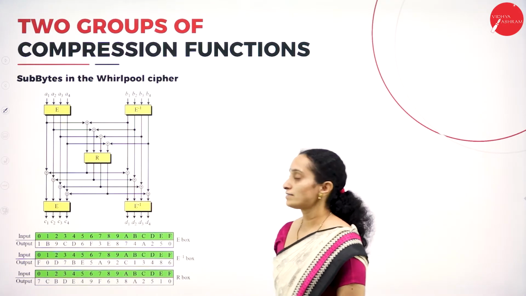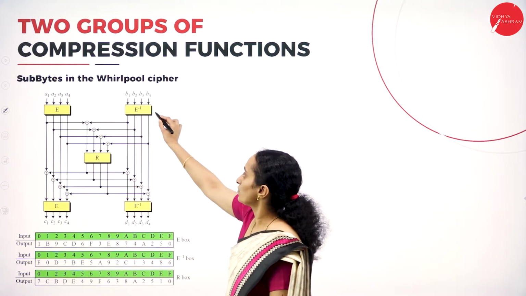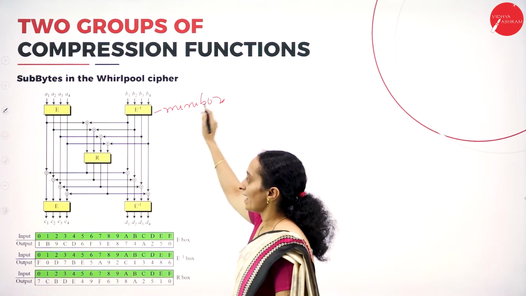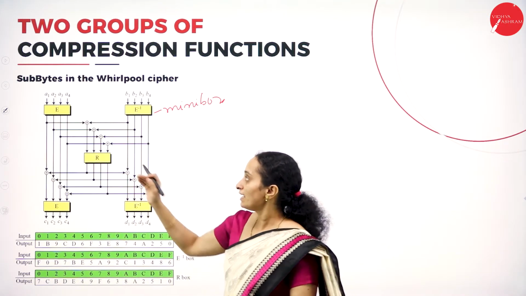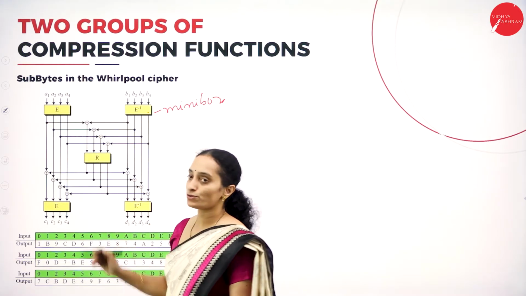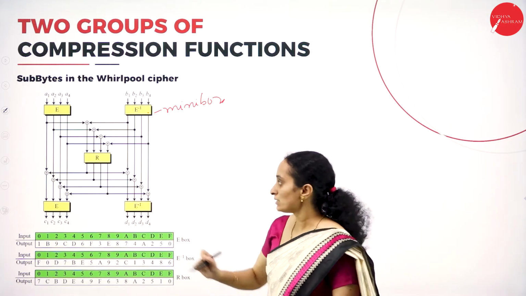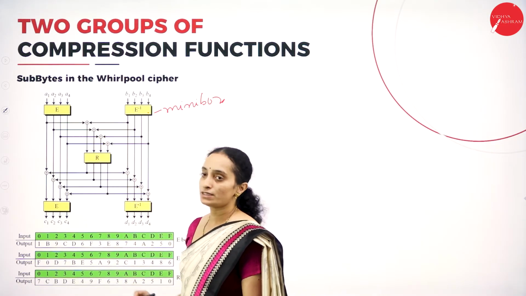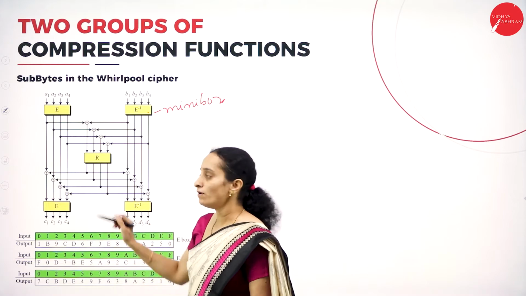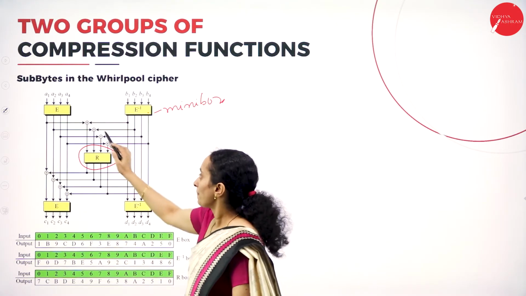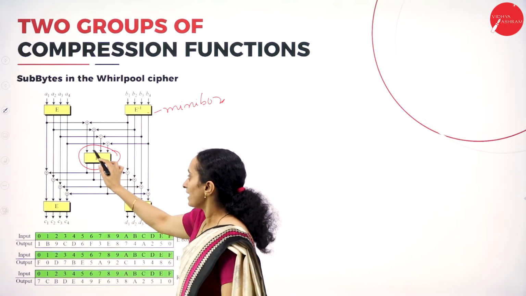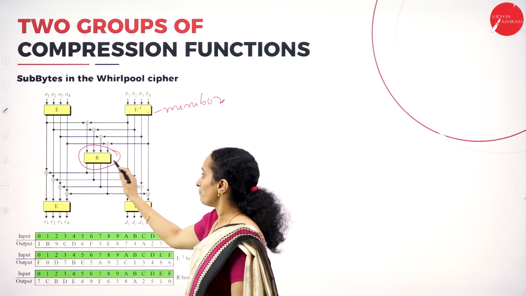Here, in SubBytes in the Whirlpool cipher, we make use of the mini boxes E and E dash, where E dash is the inverse of E. Each byte from the blocks is applied to the E and E dash mini boxes, and the outputs are combined with the values. A1 is XORed with B1 and fed to another mini box, R. Then again A2 is XORed with B2 and again fed to the mini box R.